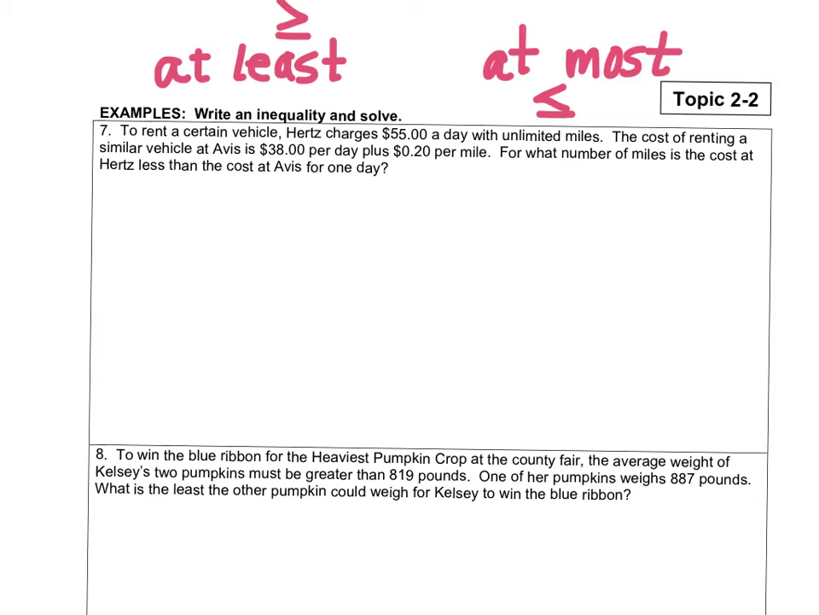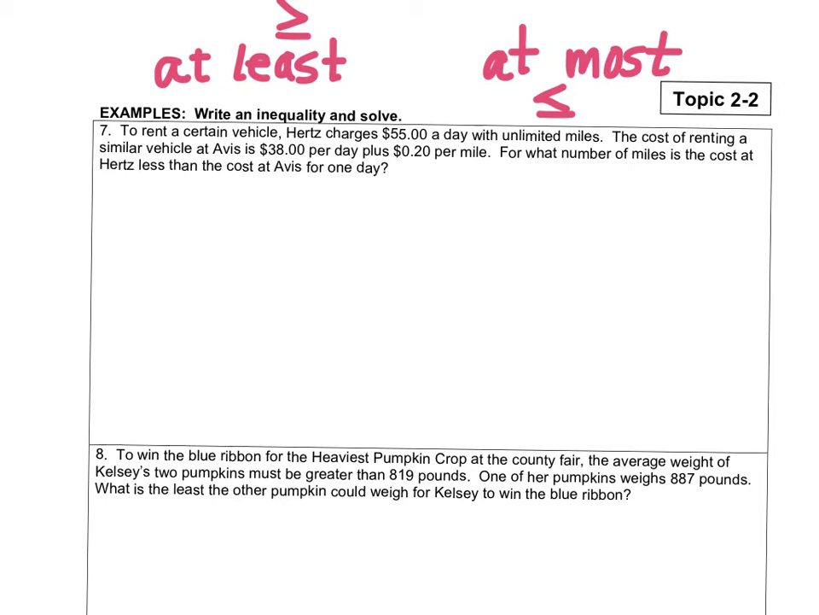Let's consider number 7. To rent a certain vehicle, Hertz charges $55 a day with unlimited miles. The cost of renting a similar vehicle at Avis is $38 per day plus 20 cents per mile. For what number of miles is the cost at Hertz less than the cost at Avis for 1 day?